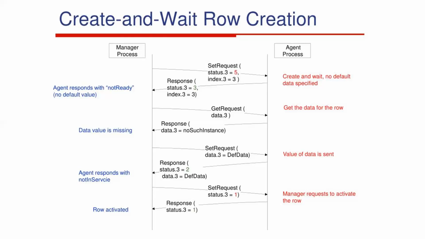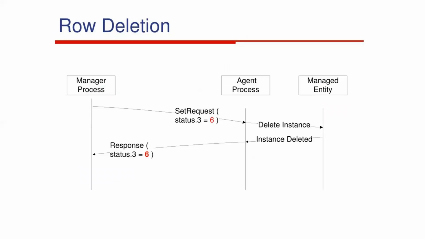That's all the 4 columns. Then row deletion. How are we going to delete that row? The operation of deletion of the row is very simple.